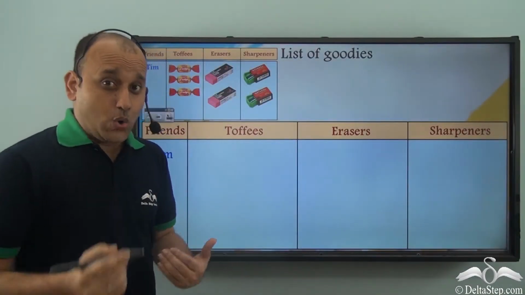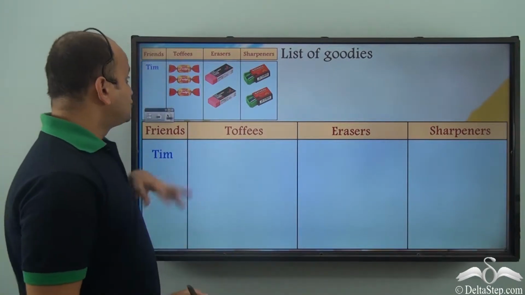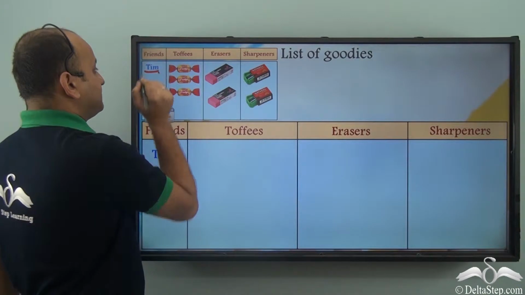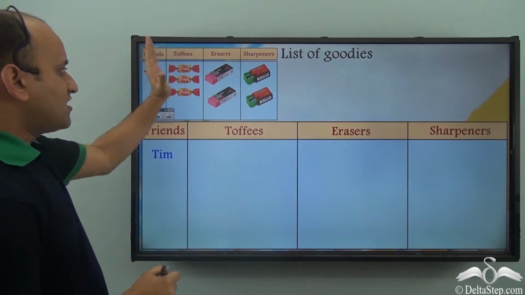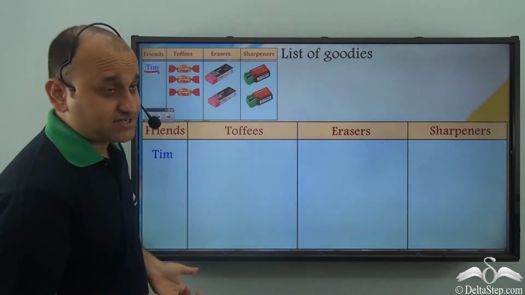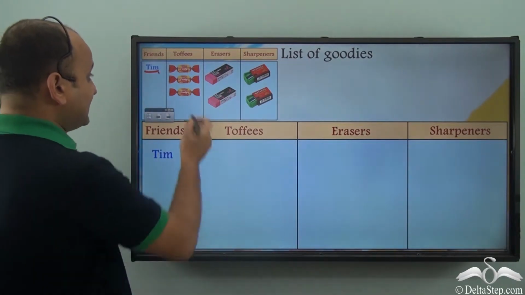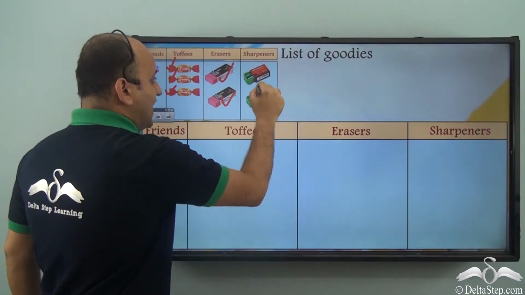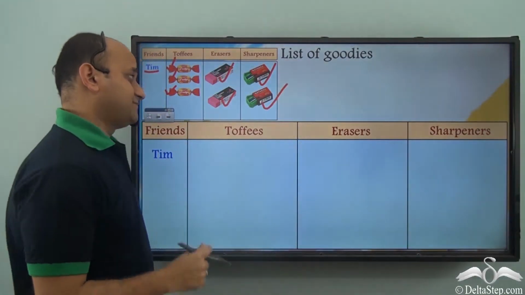So let's see who collected what. So right now we have a table for Tim. Now there are no numbers written, but you can easily understand what he collected. Well, he collected 3 toffees, 2 erasers and 2 sharpeners.